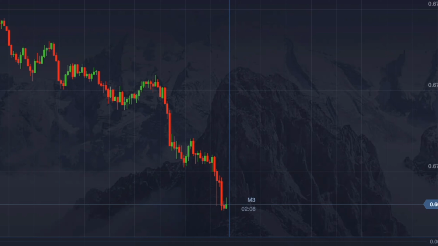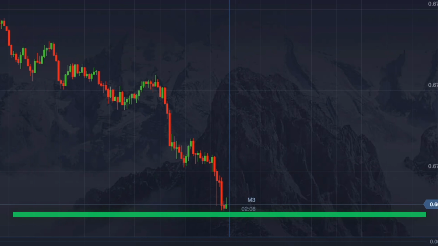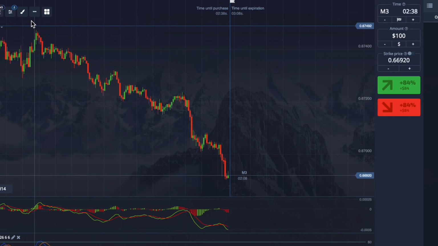We see a strong impulse down, then comes a consolidation and another impulse down to this level. So the pattern indicates that the market should move up towards the level of consolidation. But where is the entry point, right?